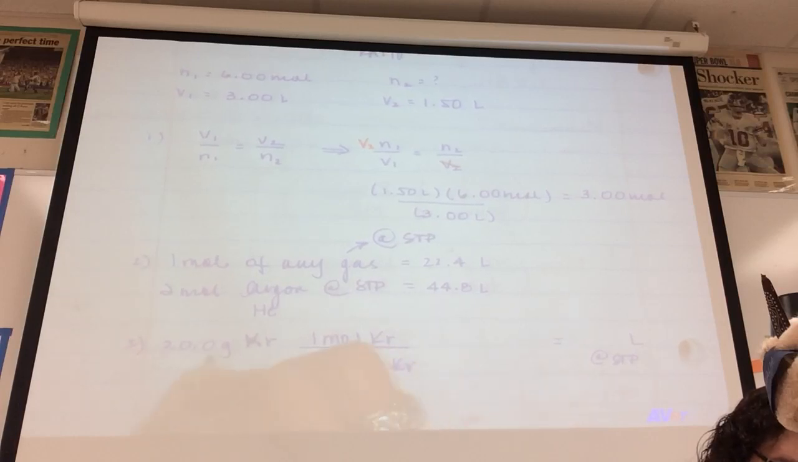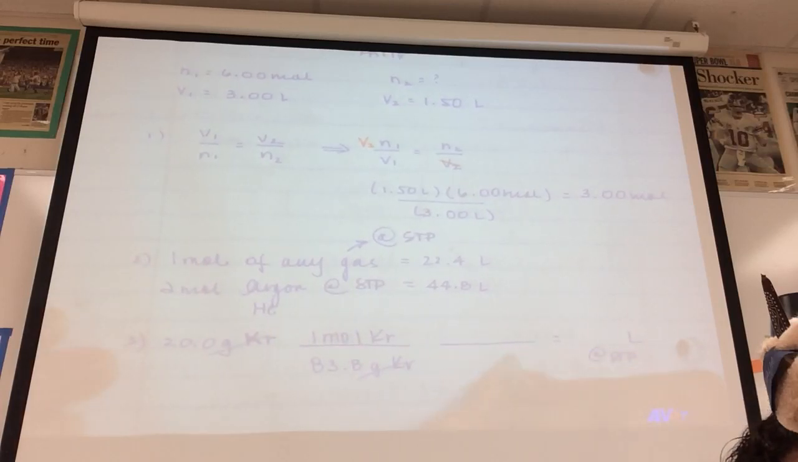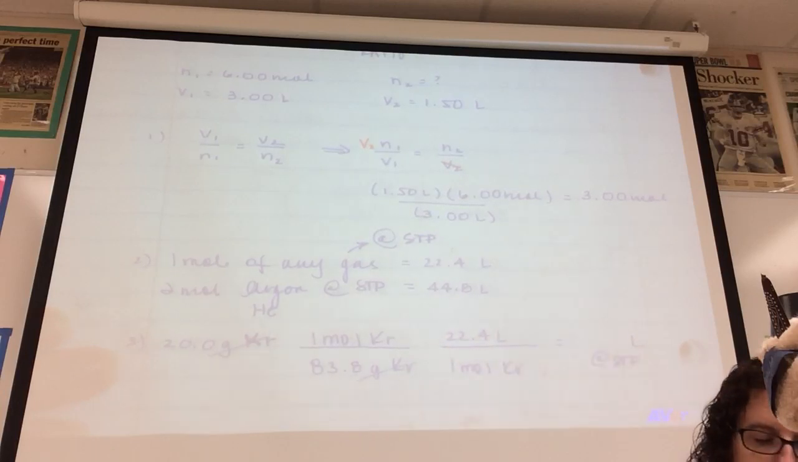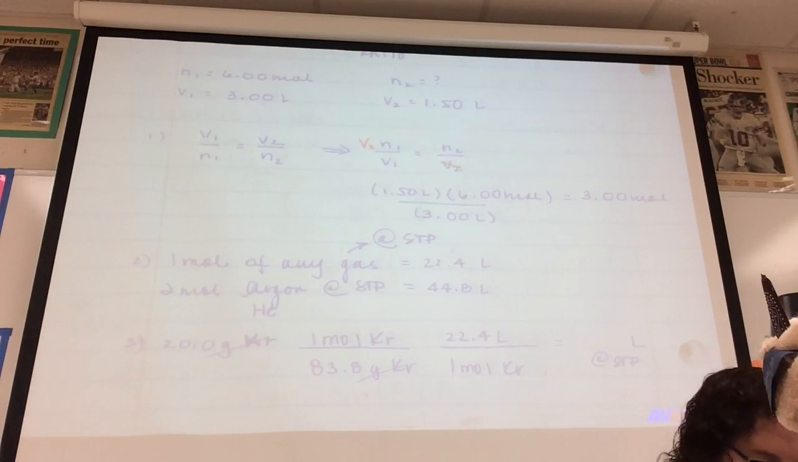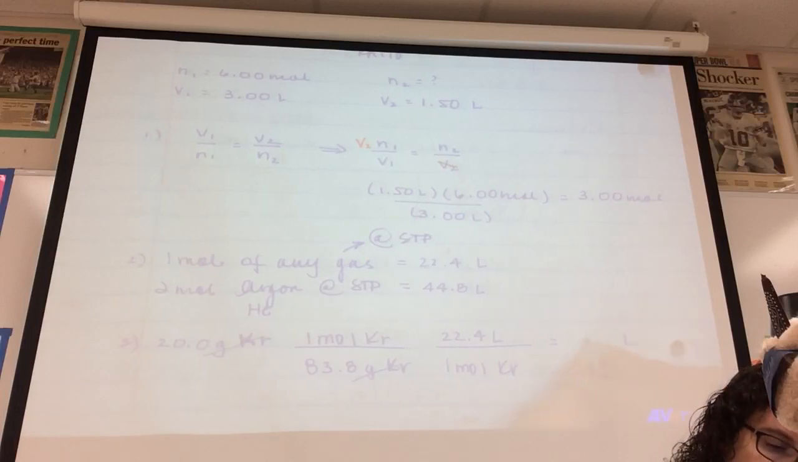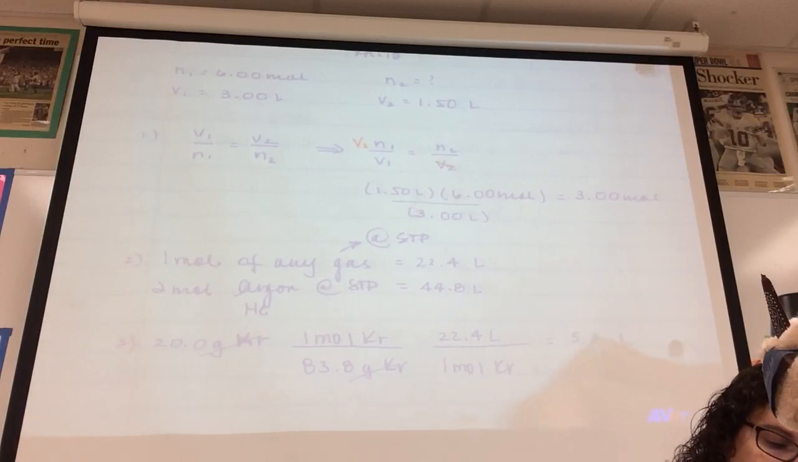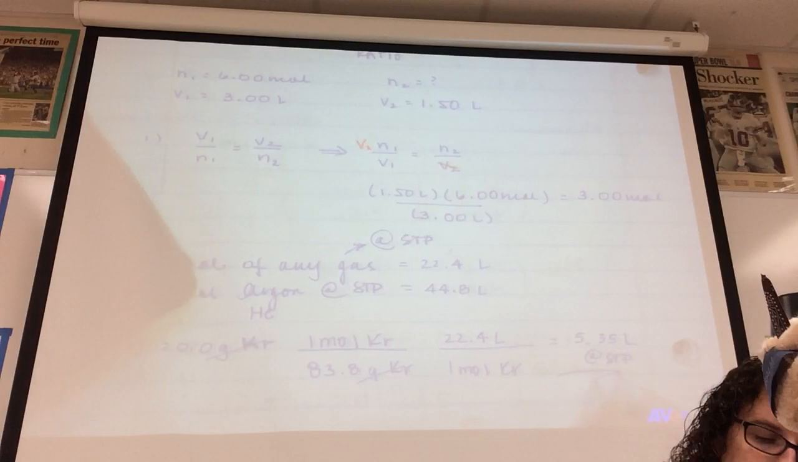And here's the new piece. 1 mole of any gas at STP occupies 22.4 liters. So you've got 20 times 22.4 divided by 83.8, and that's going to be 5.35 liters.